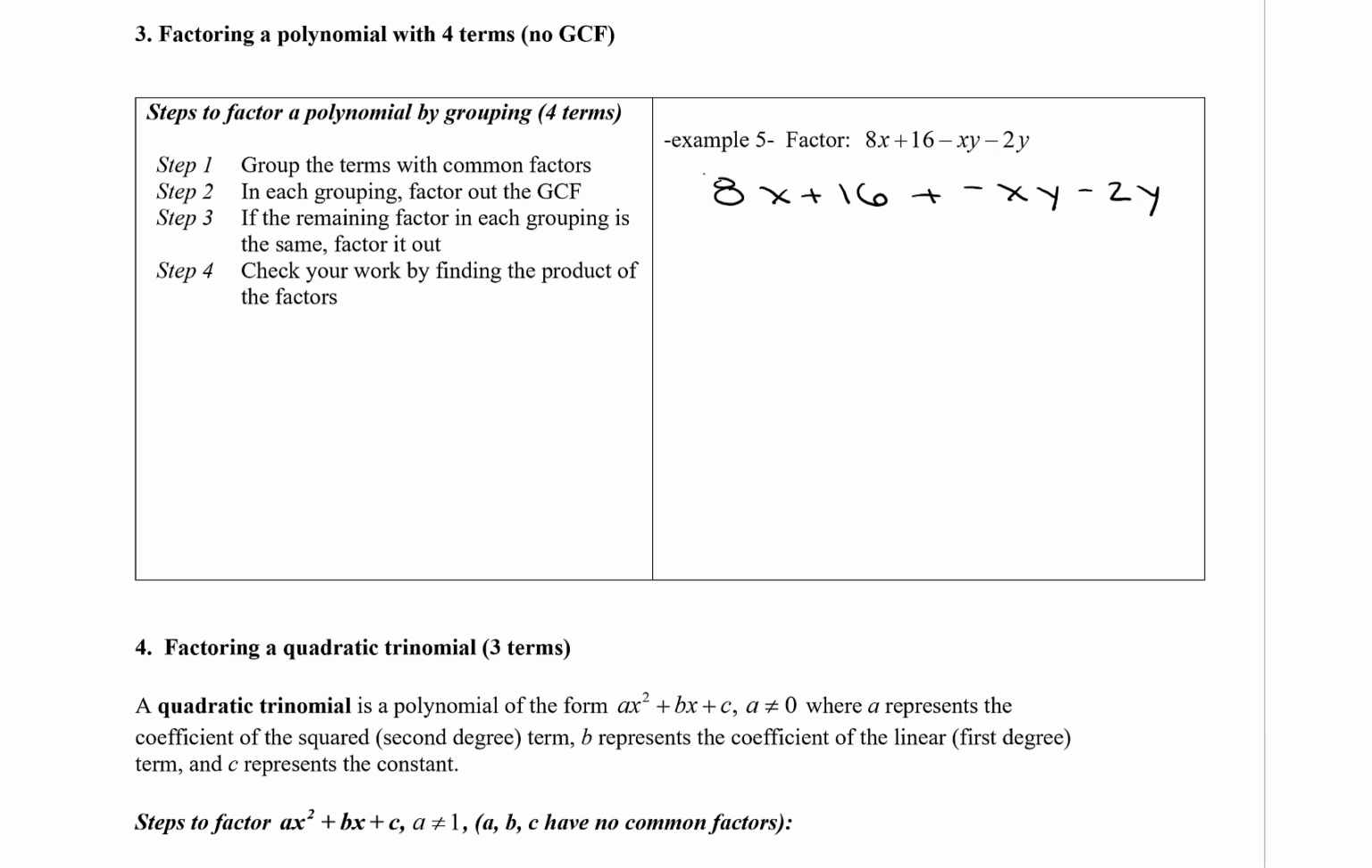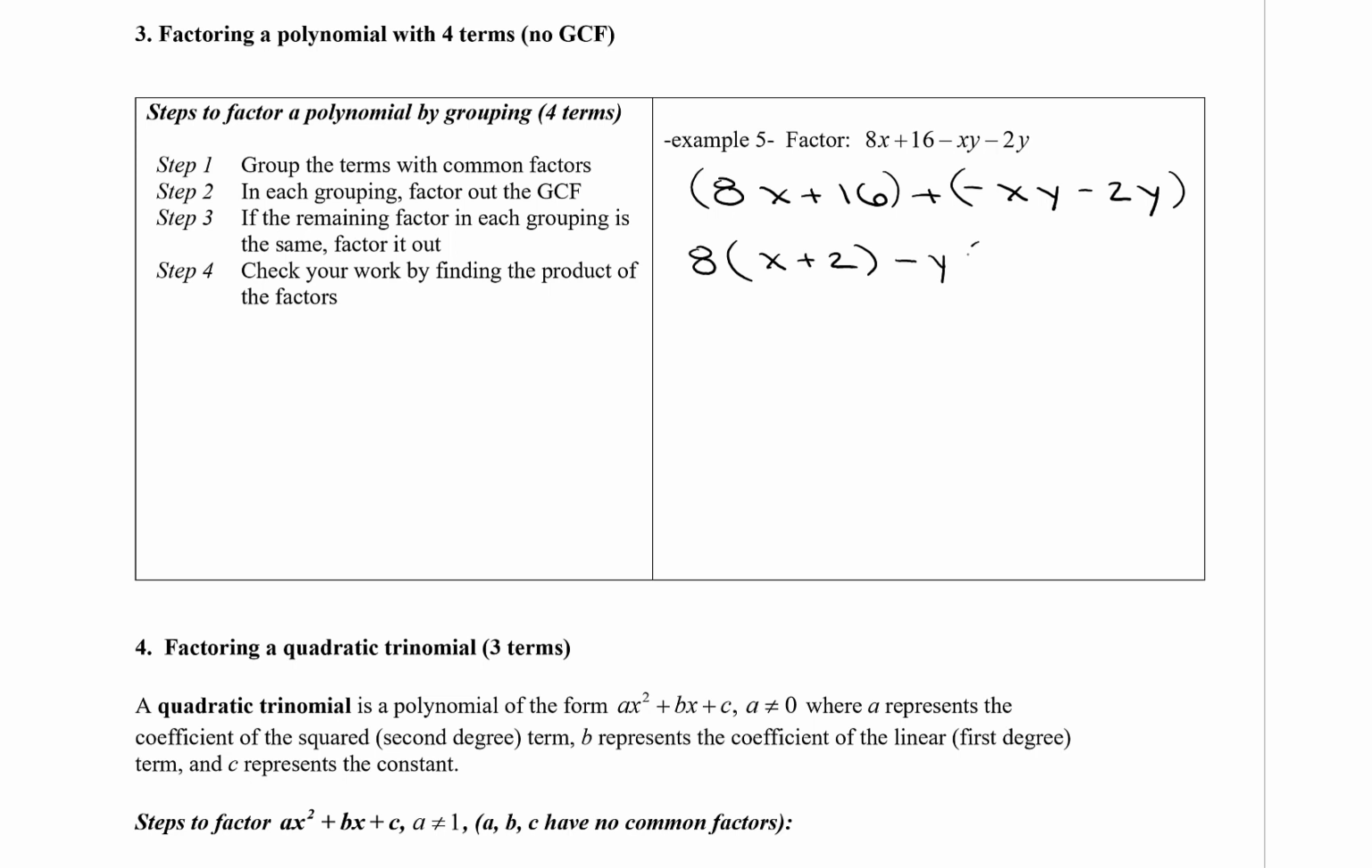I'm going to group the first 2 terms, which is going to be the 8x plus 16. So I'll draw parentheses around those 2 terms. And I'm going to group the second 2 terms, which is going to be the negative xy minus 2y. So we'll put parentheses around those 2 terms. The greatest common factor of the 8x and 16 is 8. So I'm going to write 8 times the quantity x plus 2.